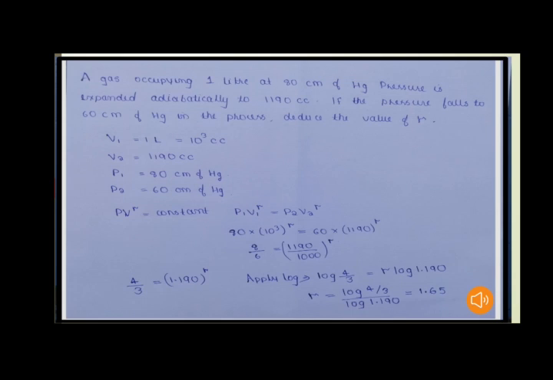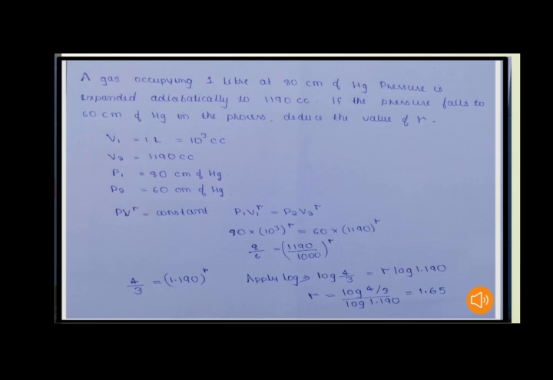So we need to find the value of gamma. So we are applying log. So log 4 by 3 is equal to gamma into log 1.190. And then solving that, we will get gamma as 1.65.